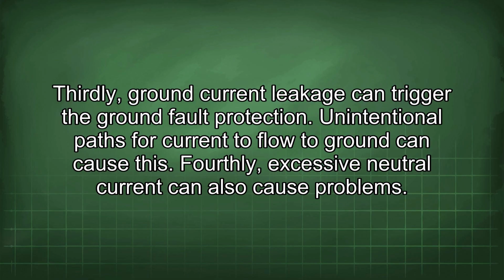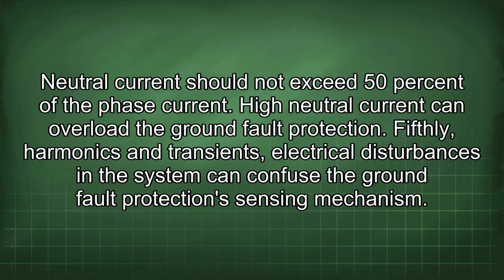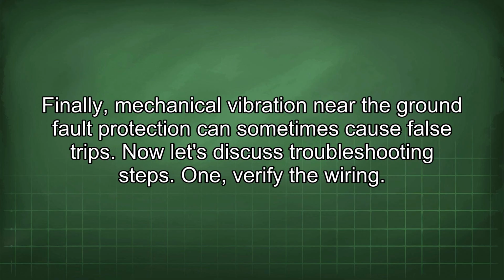Fourthly, excessive neutral current can also cause problems. Neutral current should not exceed 50% of the phase current. High neutral current can overload the ground fault protection. Fifthly, harmonics and transients. Electrical disturbances in the system can confuse the ground fault protection sensing mechanism. Finally, mechanical vibration near the ground fault protection can sometimes cause false trips.